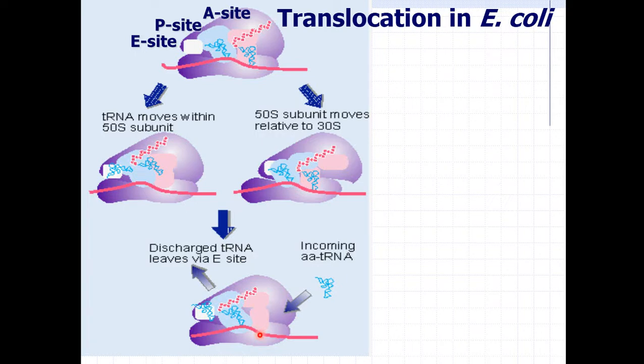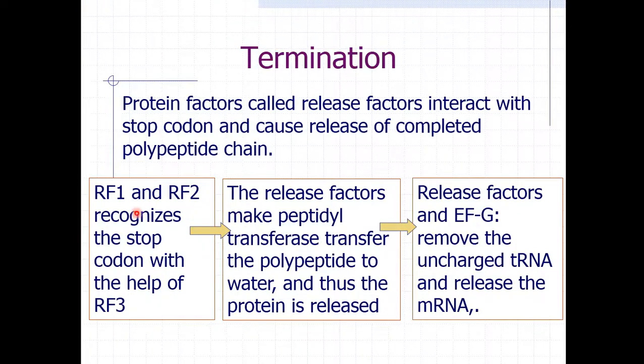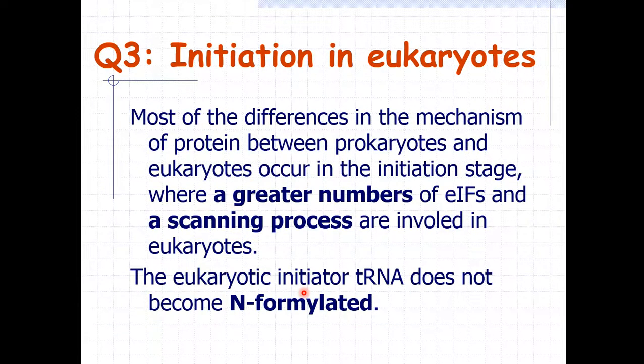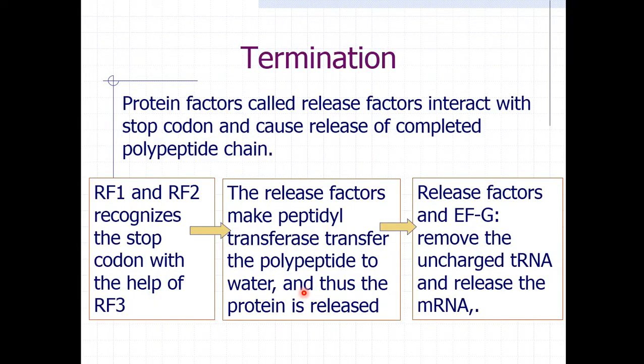UAG, UGA and UAA. When any of these three is encountered in the A site, there is no tRNA available for stop codons. So here release factors RF1 and RF2 bind and hydrolyze the peptide from the tRNA. They detach both subunits of the ribosome and stop translation. Okay, this was about the prokaryotic translation process.